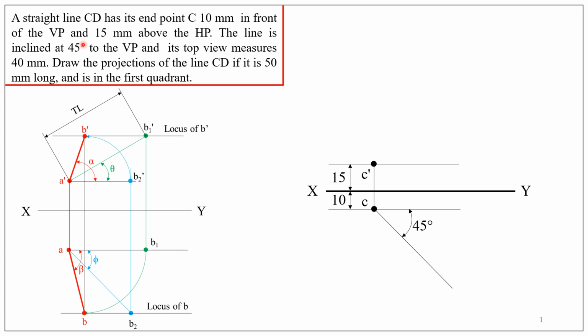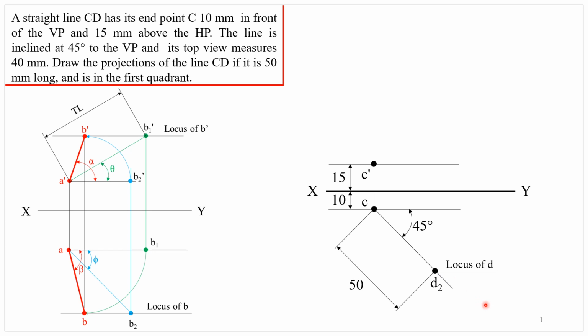So this 45 degree is phi, that is the angle of inclination of the line with VP. So on this phi angle line, we have point B2. Similarly, here we can obtain point D2 such that the distance CD2 is equal to 50 millimeters, which is nothing but the true length. Now we can draw the locus of D like the locus of B.